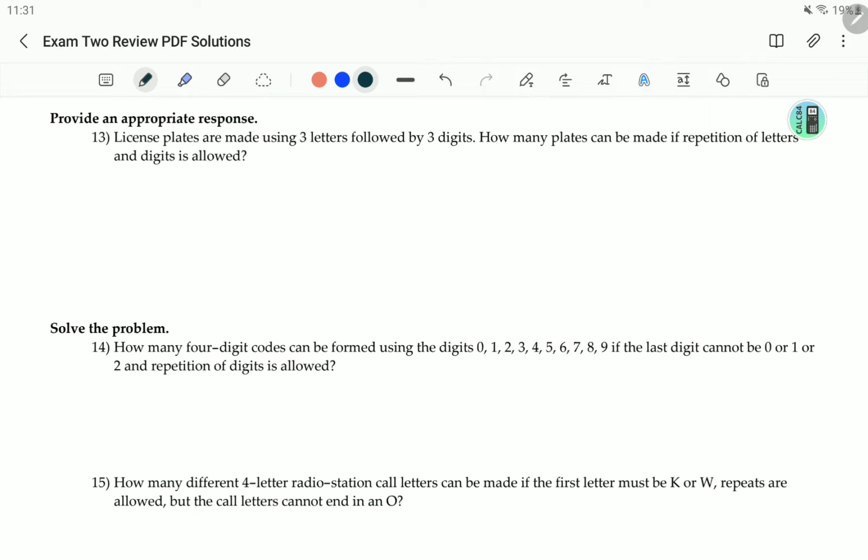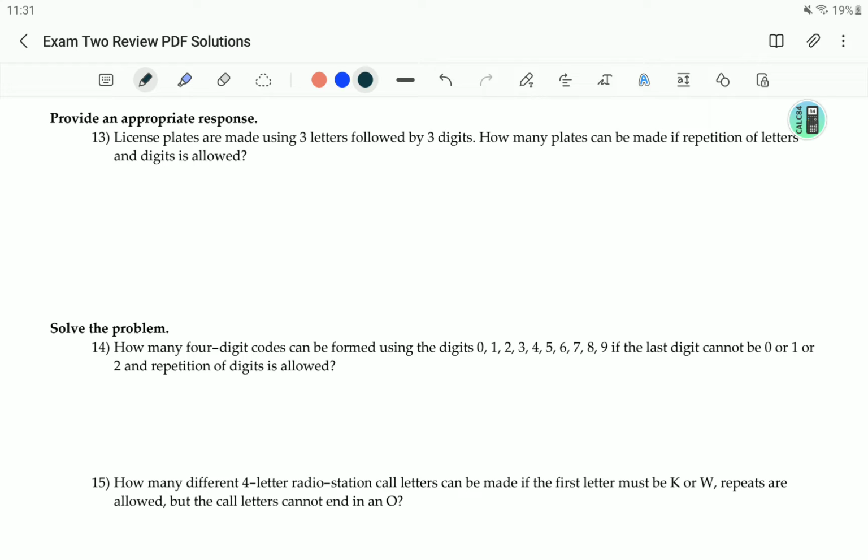All right. In this video, we're going to do questions 13, 14, and 15. 13, 14, and 15 is on the basis of the fundamental counting principle. And remember, the fundamental counting principle is it's for us to find how many ways can we perform a sequence of events back to back to back.